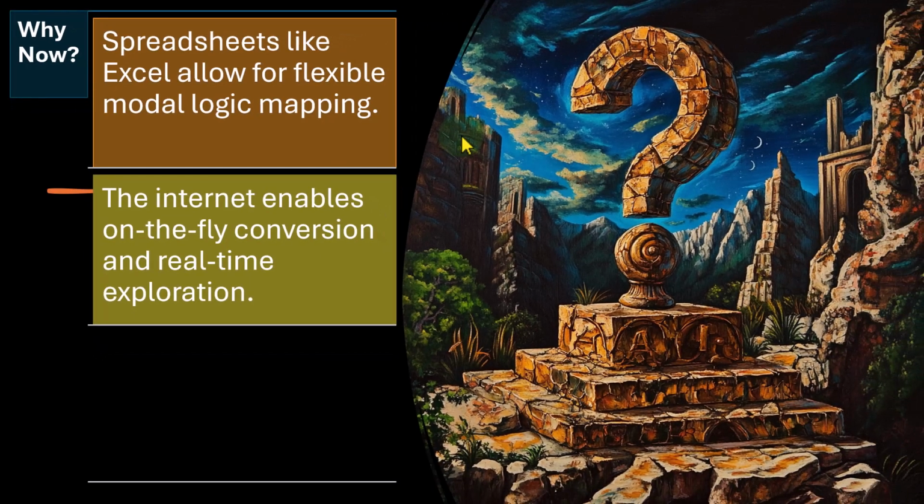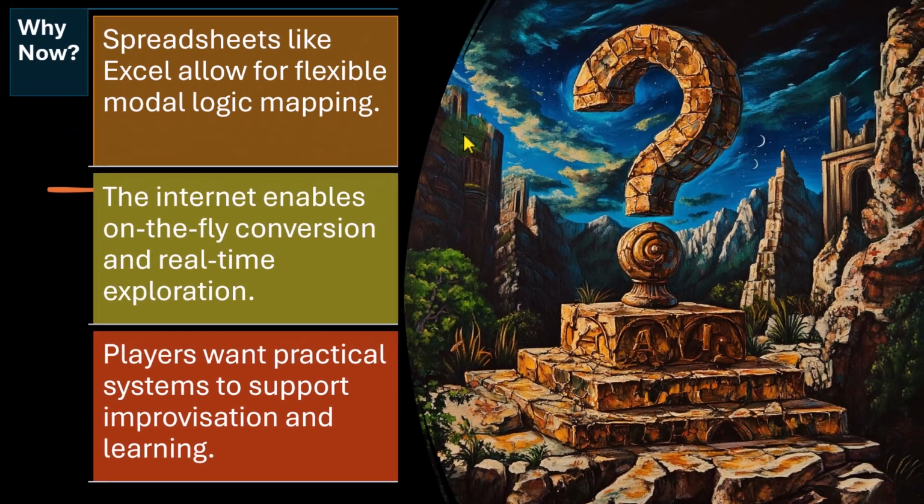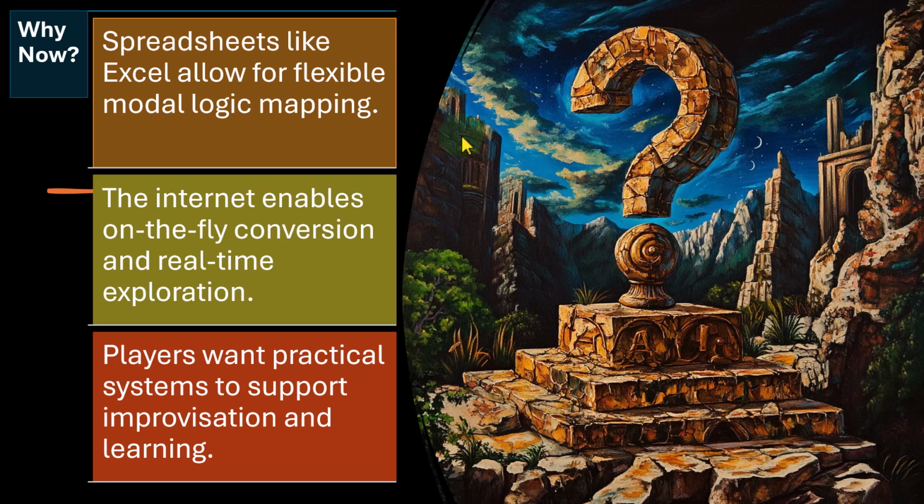The internet enables on-the-fly conversion and real-time exploration. So it's just like if you had something in Spanish, you plug it into the conversion. It's even easier to plug this into the conversion because every language is more complicated to convert. The conjugations are different and everything. The spelling's different. But when you look at this logical system, it's just a logical system. Everything works perfectly. It's perfectly convertible, easy, right? Not for me, but for ChatGPT or something.